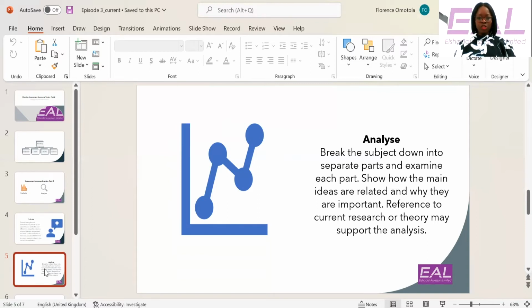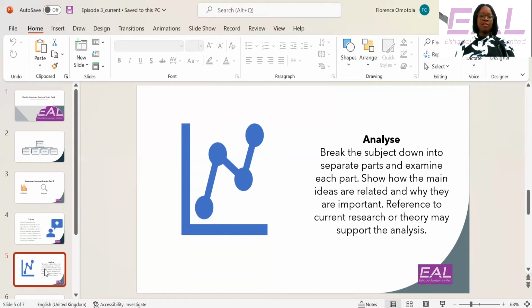Here we go. So analyze is to break down the subject into separate parts. And then you now need to examine each part and show the main idea.